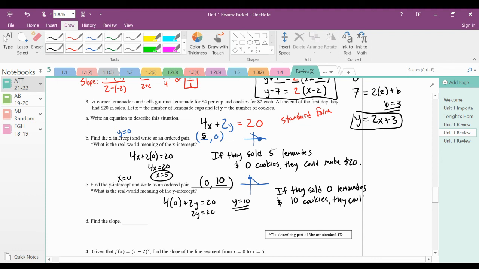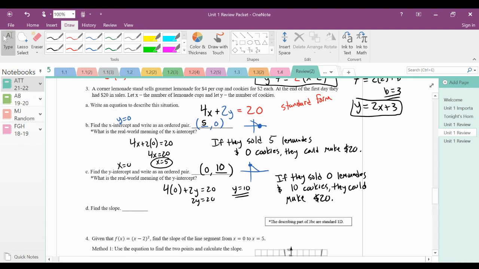So these are possible combinations that give them this $20 profit. There are other points on there that could lead to $20, but these are the 2 intercept points. So let's find the slope. This can be done 2 ways. You can take 2 points that you know are on the line and find the slope between them. So that's what I'll do. I'll probably work between 5, 0 and 0, 10 and find the slope.